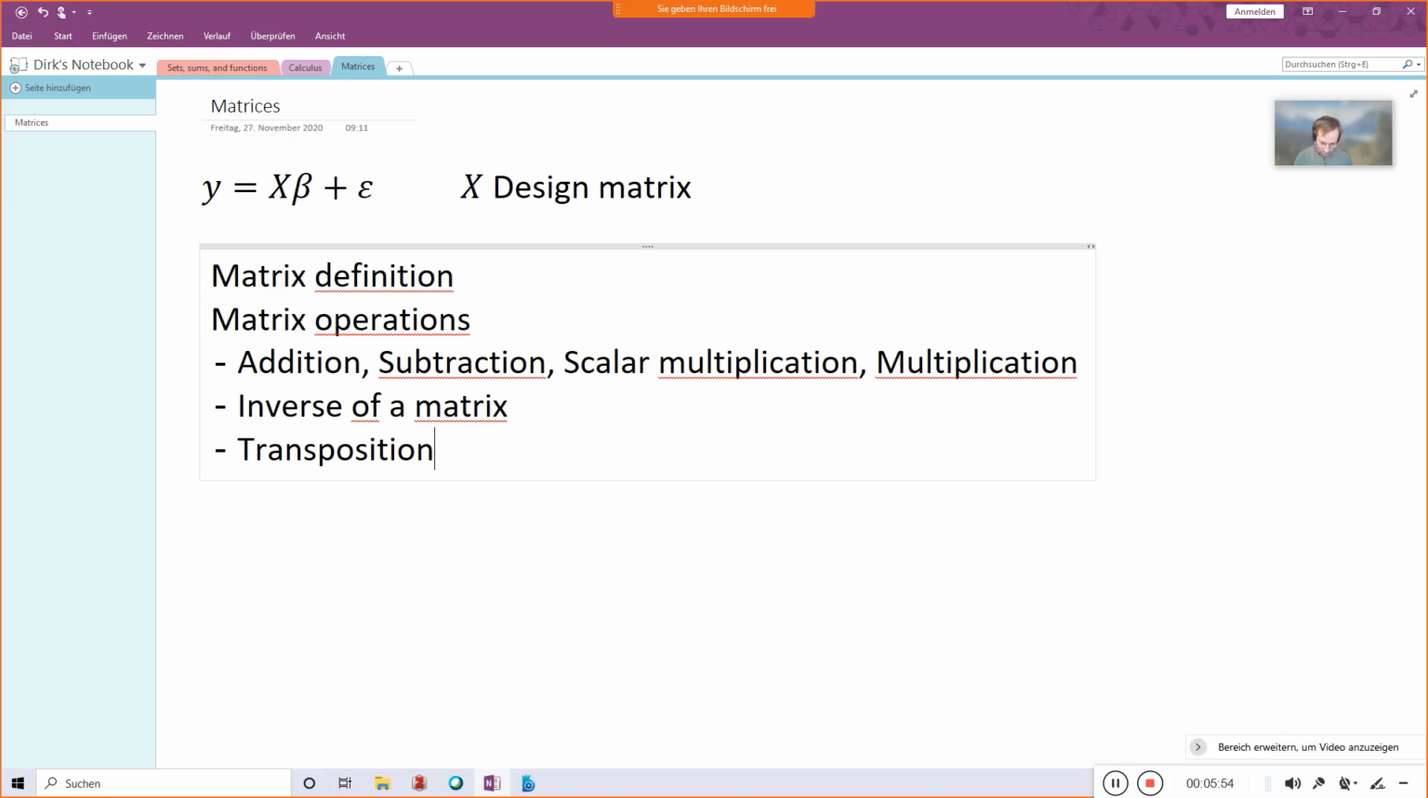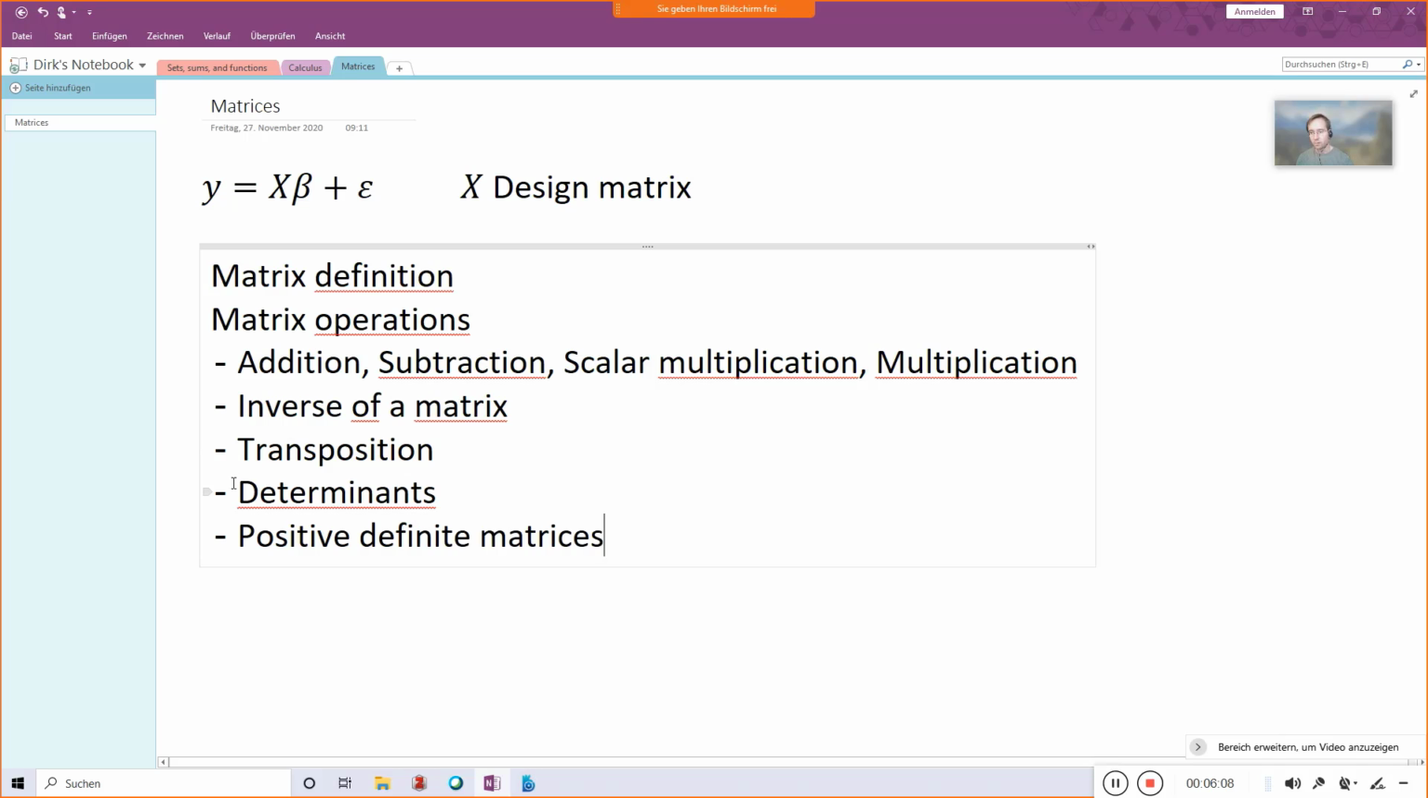Maybe we should say some words about determinants and also positive definite matrices, because these things will come up. We will not, of course, give a full discussion of determinant theory or a full discussion of positive definiteness, but we will mention what we need for the GLM.